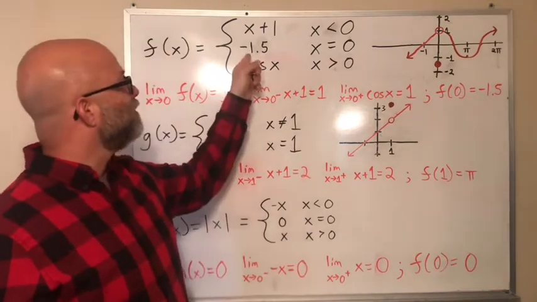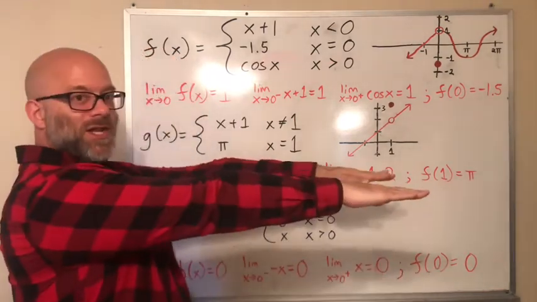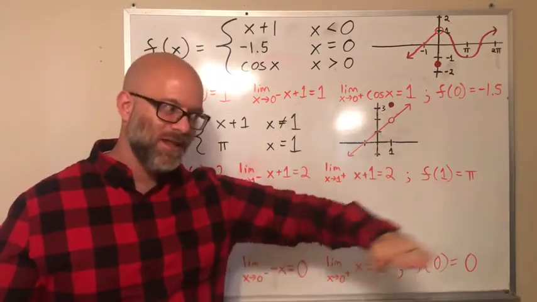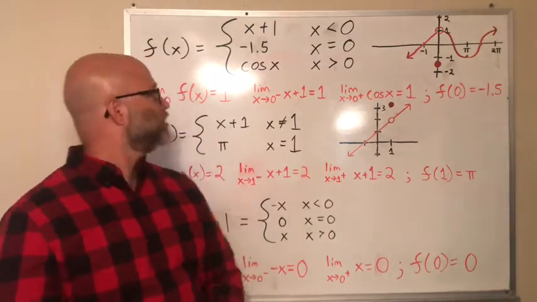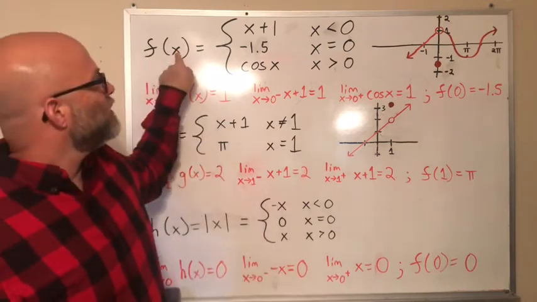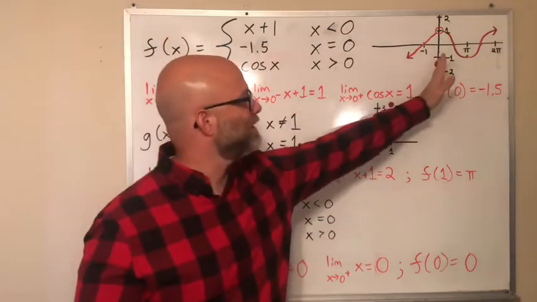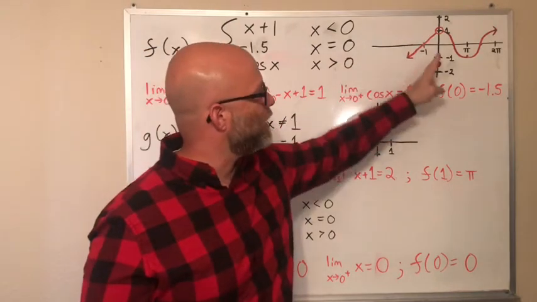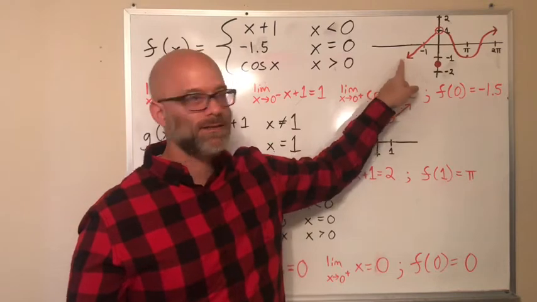Second function is a constant function or a constant linear function. That's a function that looks like this, whose slope is 0. F of x equals negative 1.5, just a line. And then the third function is what type of function? Cosine function. F of x equals cos x. Now look, you use the first function, the linear function, over this portion of the domain when x is less than 0. So f of x equals x plus 1, that's that function right there, when x is less than 0. Hence an open hole and an arrow on this end.